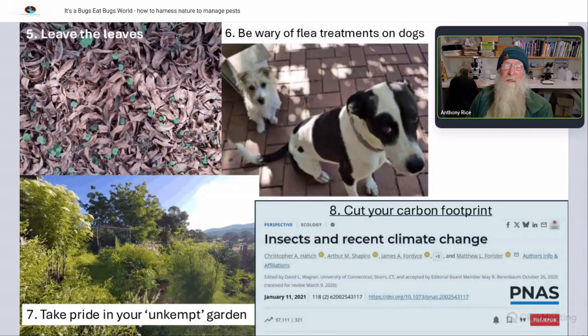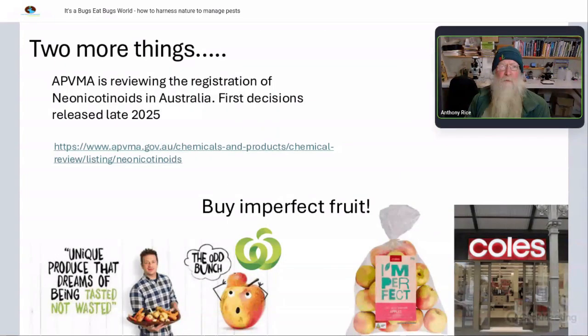So again, cut your carbon footprint is another really big one, because there's an interaction between drivers. Climate change tends to exacerbate a lot of the effects of these other drivers for insect decline. So I think the last slide or two is going to be, oh yes, there's two more things you can do. So what else can you do? If you're not a farmer or a gardener, what else can you do? Well, there's a couple more things you can do to help.